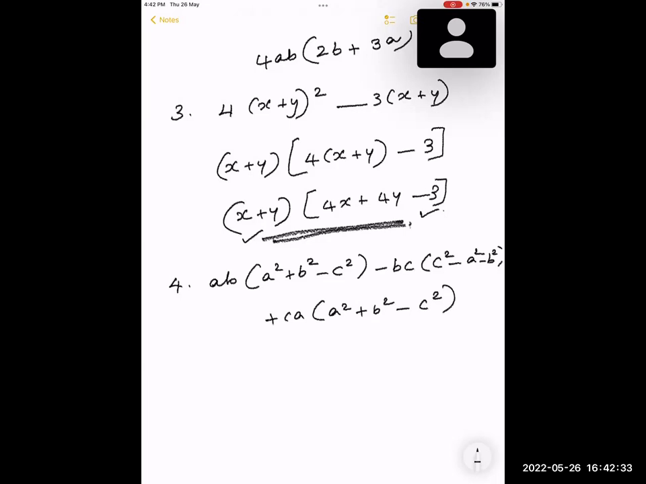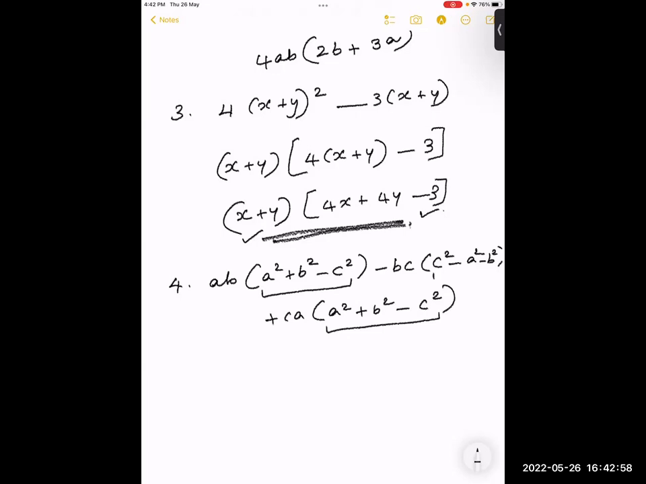Ma'am, is it a square? Not just a square, a square, b square, c square. You mean a square plus b square minus c square. That's what you meant, right? Yes, ma'am. So here we have a square plus b square minus c square. Here also you have a square plus b square minus c square. What is here? A square plus b square minus c square.